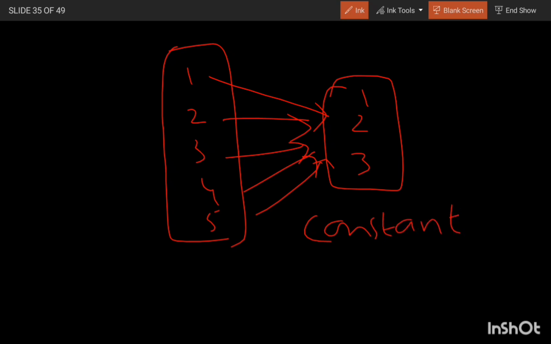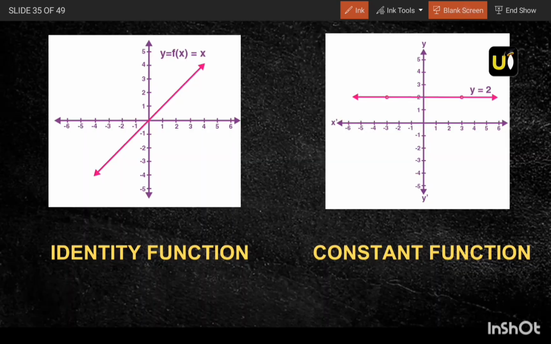For every element in the domain, the element in the codomain to which it is mapped is the same. So this is the example, y is equal to 2. Here for all x values, the y value is the same. This is a constant function.